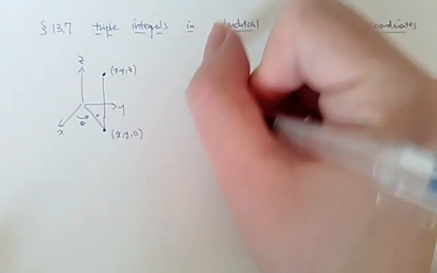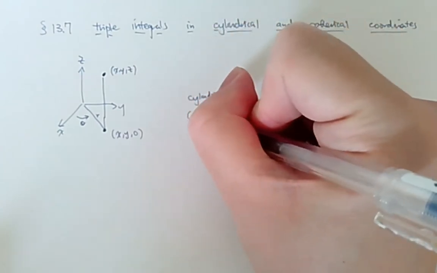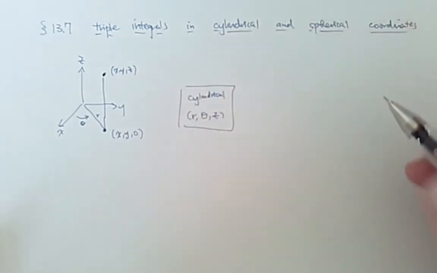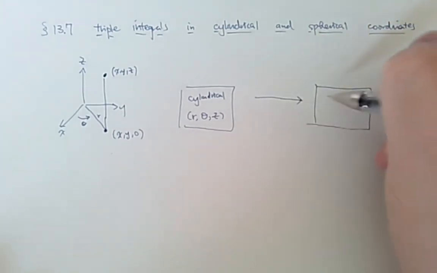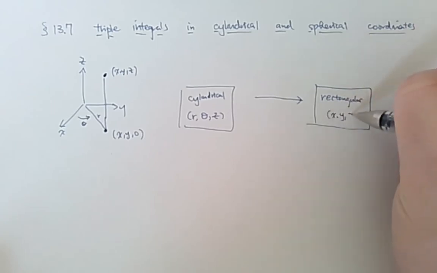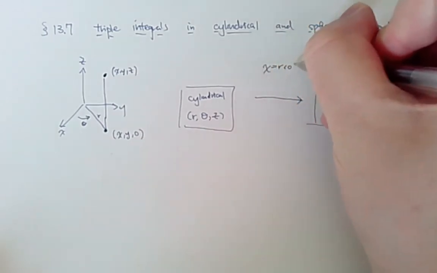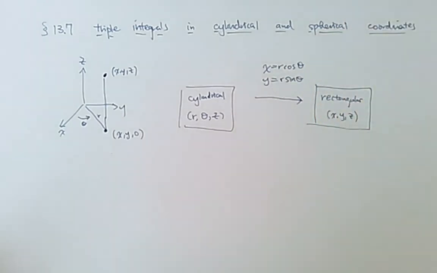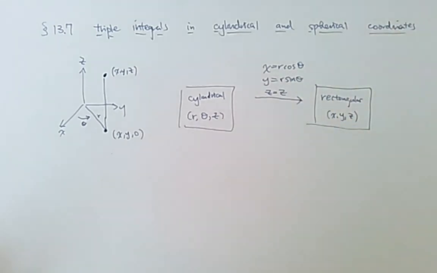So we have that in cylindrical coordinates, if we have r, theta, and z, now let's convert to rectangular coordinates with x, y, z, and our conversion is x is equal to r cosine theta, y is equal to r sine theta. Those are from polar coordinates. And then, z is just z, and we haven't changed it.